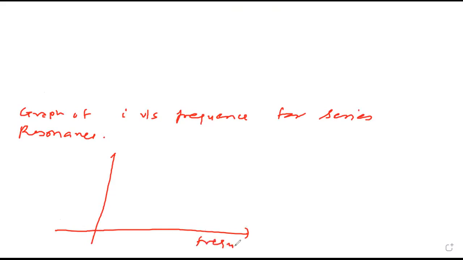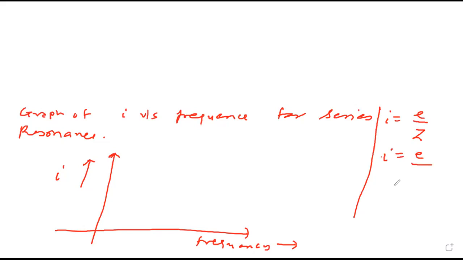Frequency, which we can change, is on the x-axis; current, which we will get, is along the y-axis. What is the general formula for current by Ohm's law, Kamya? I is V by R, correct. Here R means impedance, no? In an AC circuit, total resistance is called impedance. Yes, sir. And impedance is root of R square plus (XL minus XC) square, okay?